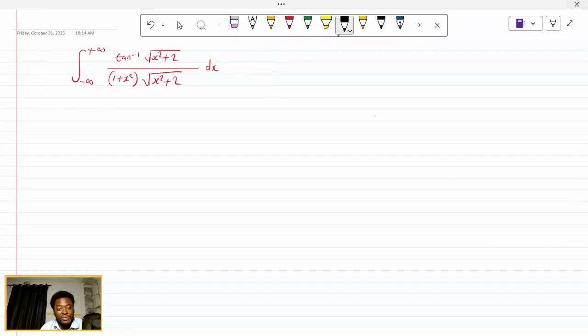Today we're going to compute this beautiful integral we have at hand. It is the integral from negative infinity to plus infinity of tan inverse of square root of x squared plus 2, divided by (1 plus x squared) times square root of x squared plus 2.